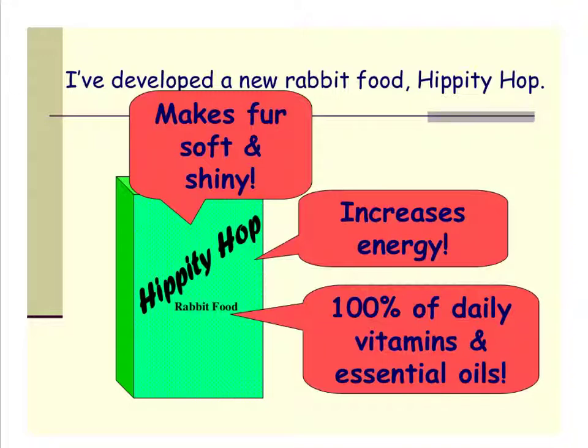So let's say that a company has developed a new kind of rabbit food called Hippity Hop, and they claim that this food will make the rabbit's fur soft and shiny. It will increase the energy that the rabbit has, and it contains 100% of the vitamins and oils that this rabbit needs. And so these are the claims that this company is making about this food.